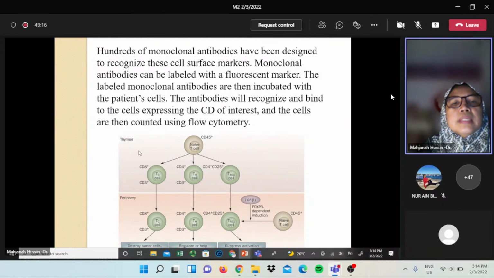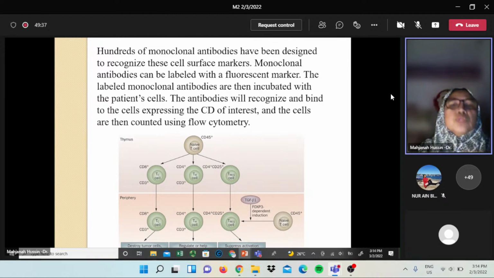Okay, and the cells are then counted using flow cytometry. That's another piece of equipment, very expensive. We do not have flow cytometry in MassTech, I do not think so. It's only in a big laboratory, such as the National Health Institute or UKM. Probably they have flow cytometry.